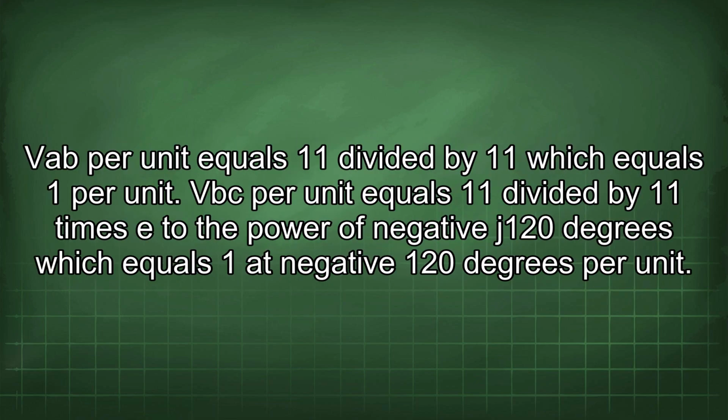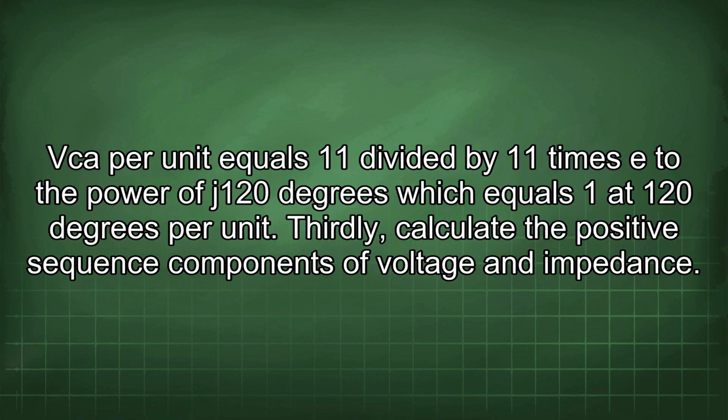VAB per unit equals 11 divided by 11, which equals 1 per unit. VBC per unit equals 11 divided by 11 times e to the power of negative 120 degrees, which equals 1∠-120° per unit. VCA per unit equals 11 divided by 11 times e to the power of 120 degrees, which equals 1∠120° per unit. Thirdly, calculate the positive sequence components of voltage and impedance.